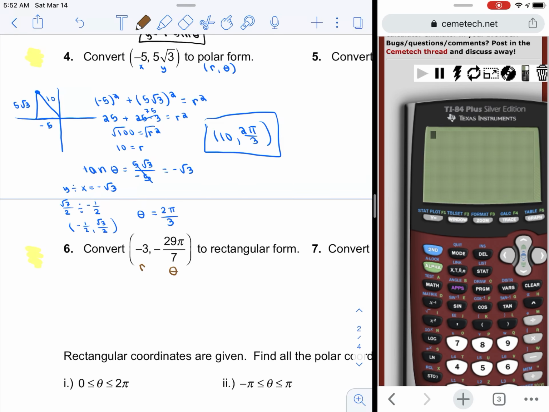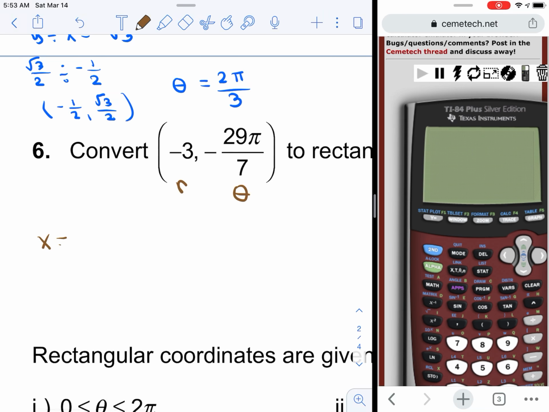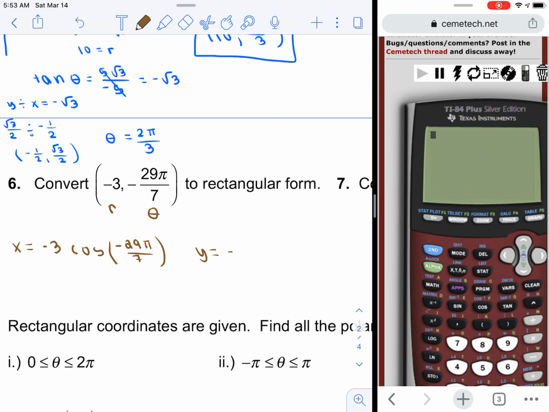This is your r, this is your theta. Now, you could set up a triangle and you can think about how when we had vectors, where we were given the angle and the hypotenuse, or the magnitude I should say, how we would go about finding the x component and the y component. Remember, to do this, we are going to take that r value, negative 3, and multiply it by the cosine of the angle. And then to find the y component, we would do the same thing, but with the sine of the angle.